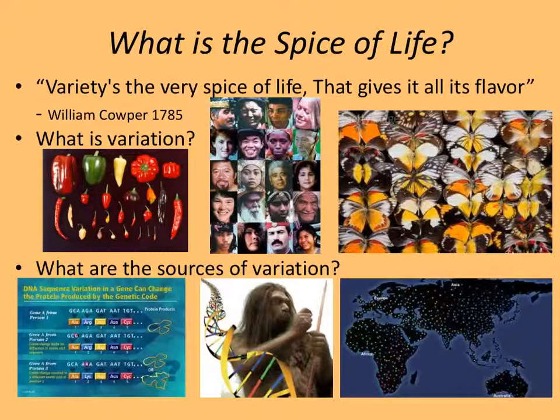Okay, so of course there's all kinds of variation. This is all morphological variation: red peppers, different people, different butterflies, different genes, perhaps different behavior, genetic variation. But in terms of animal behavior, there's certainly lots of variation going on. And like I said, some of that variation might be good.